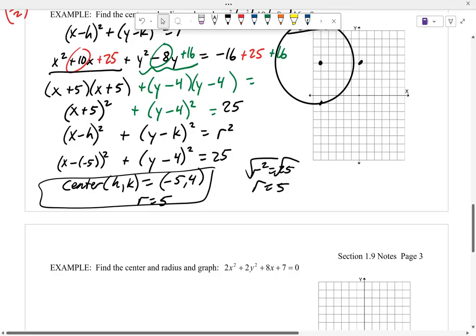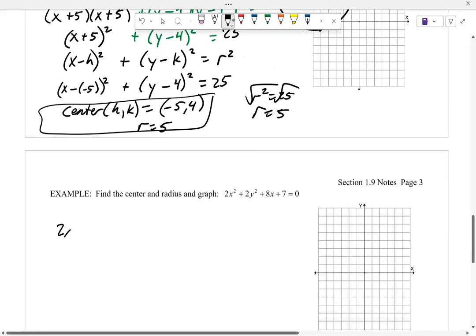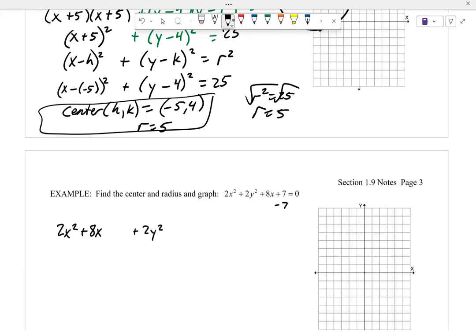It's a little bit different because I've got a 2x squared instead of just an x squared. So I'm going to write 2x squared. Then I'm going to write the 8x. I'm going to leave a space. Then I'm going to write the 2y squared. There's no other y term. I'm going to take the constant over to the other side. So I have negative 7 over there. Okay?